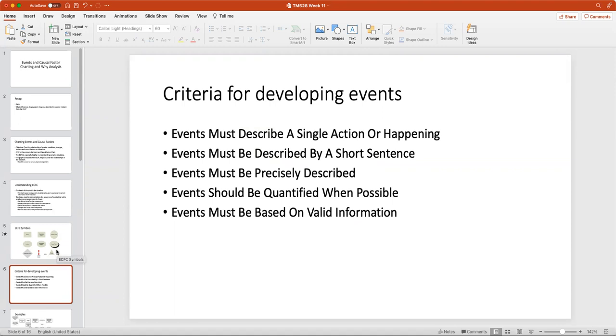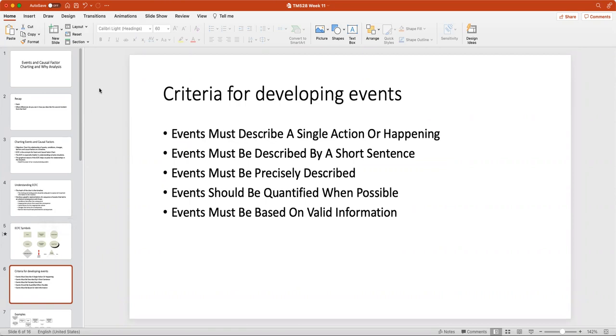Any event has to describe a single action or happening, so you can't combine them. That means conjunctions should not exist in your event. One easy way to spot that is if you've used an "and" or something like that. It has to be described by a short sentence, has to be precisely described, and should be quantified whenever possible. Like, the event was the temperature of the reactor went to this value, which was exceeding tech specs. And it has to be based on valid information.